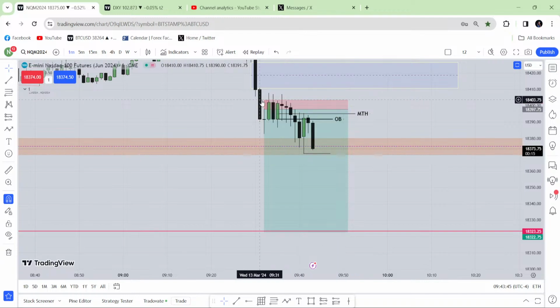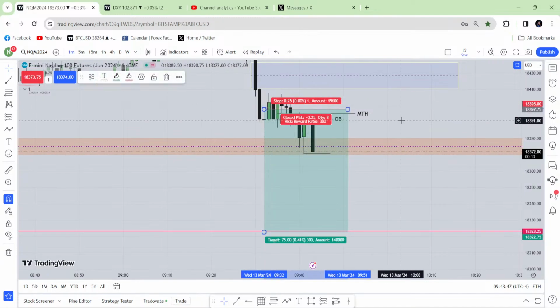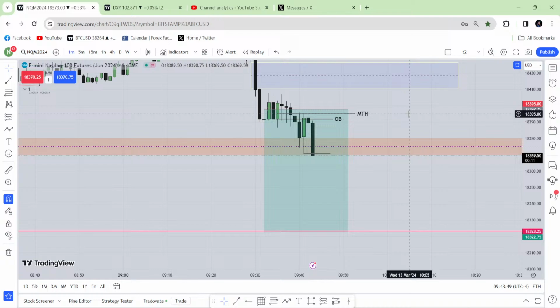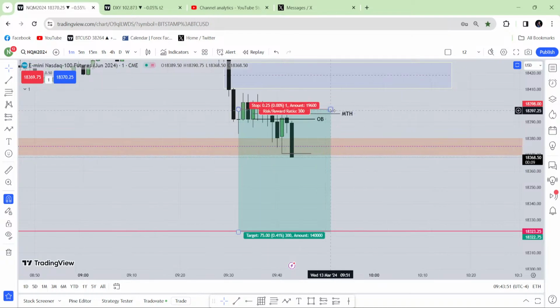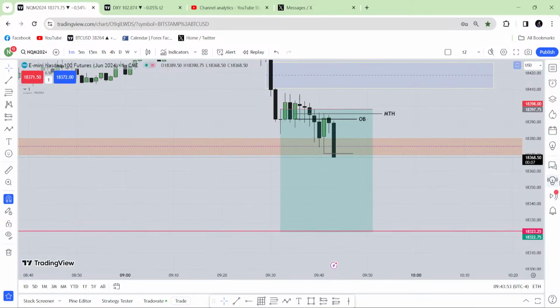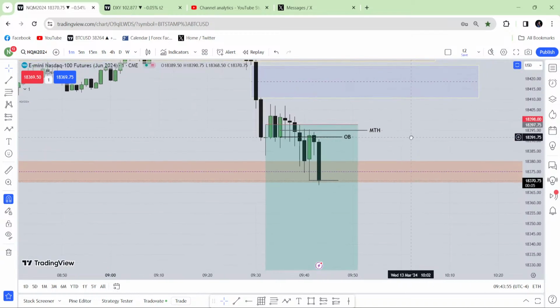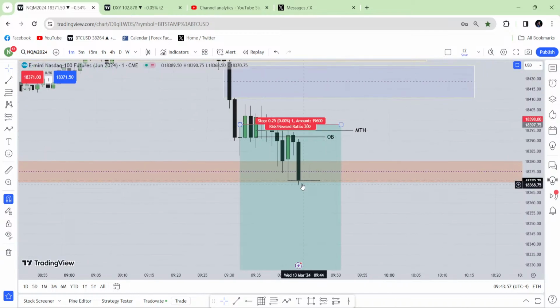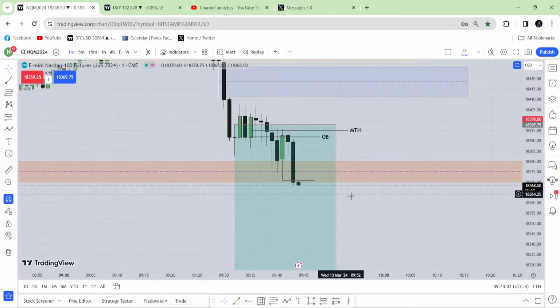And now my stop loss will be at break even. So I just minimized my loss to break even. Okay, all I want to see is a body close below that low. I don't care, okay, a body close below that low.